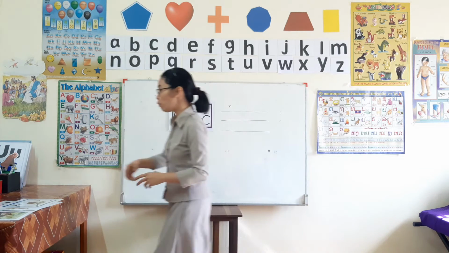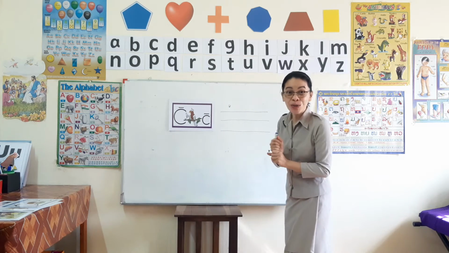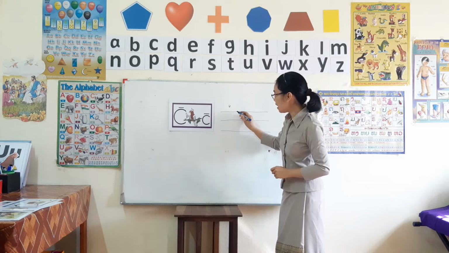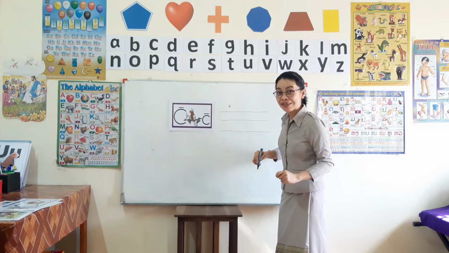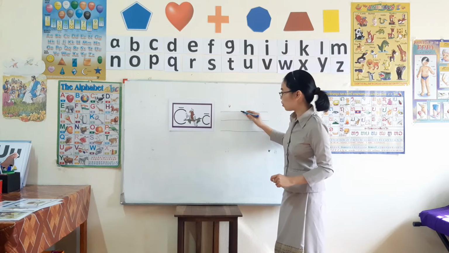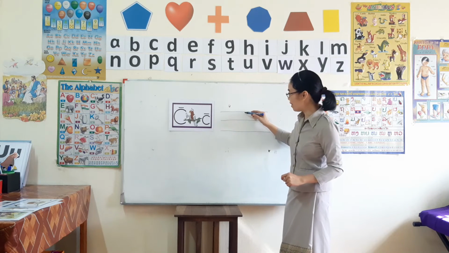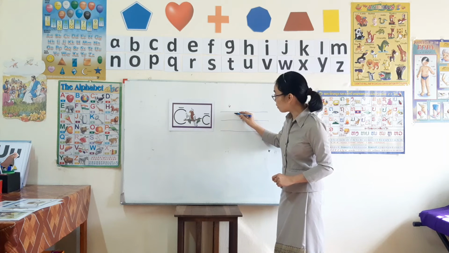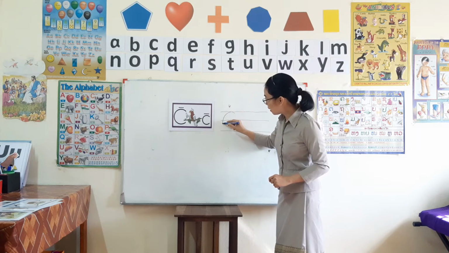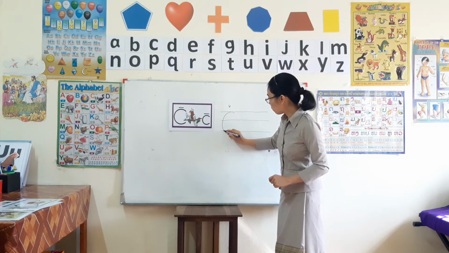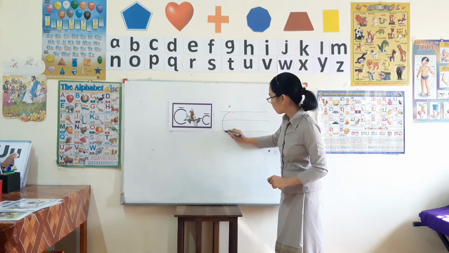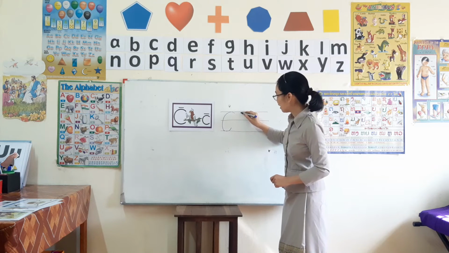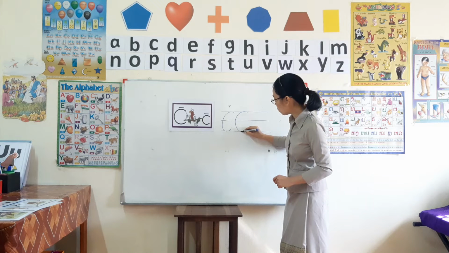Okay, now children, I want you to look at me how to write the letter C. This is the uppercase C. You have to start from the top going down. Can you see the three lines? One, two, three. So from here at the top, going down like this. Make a curve going down.